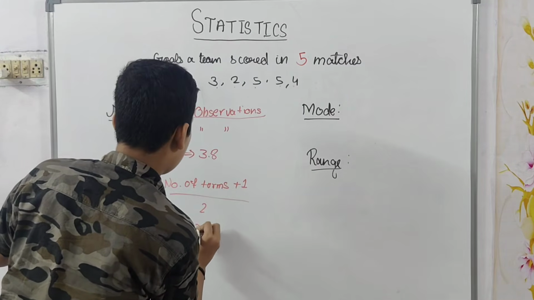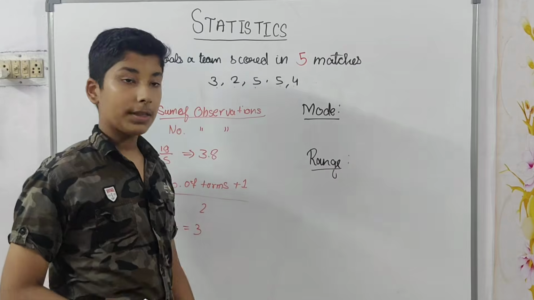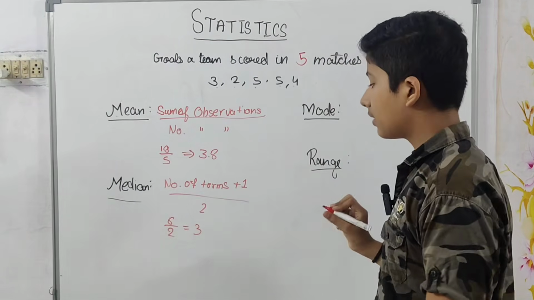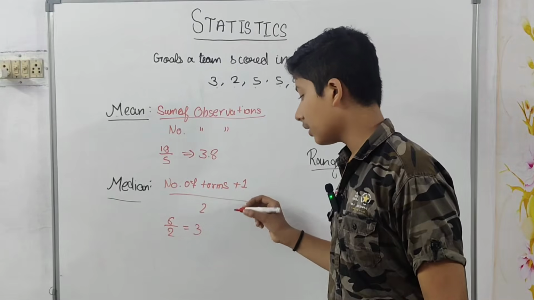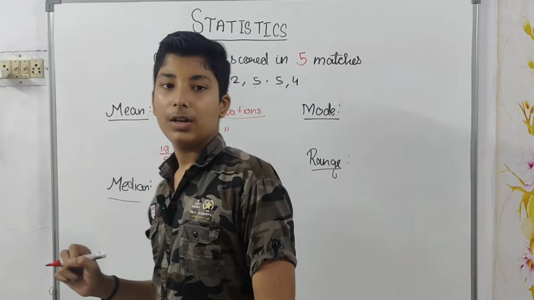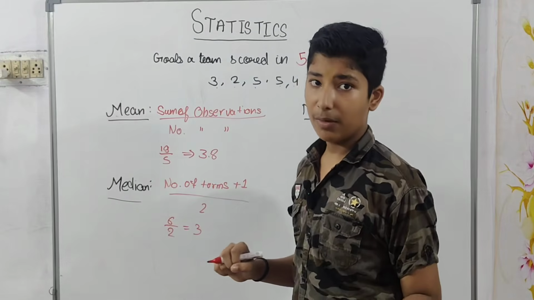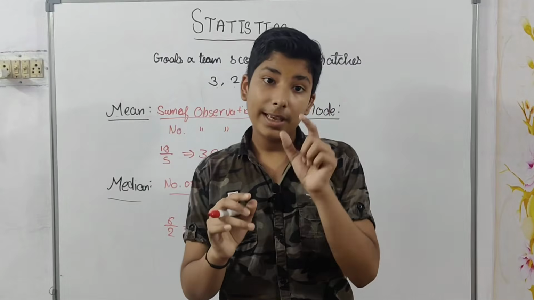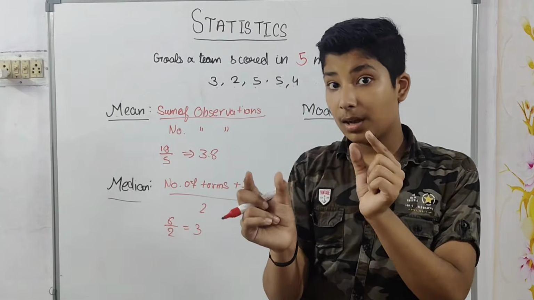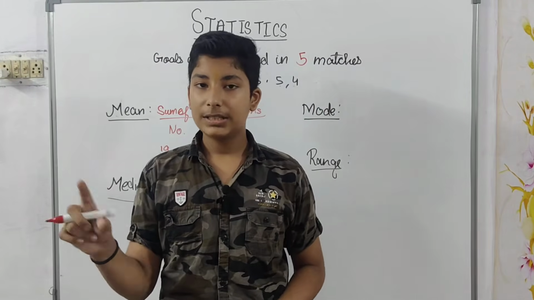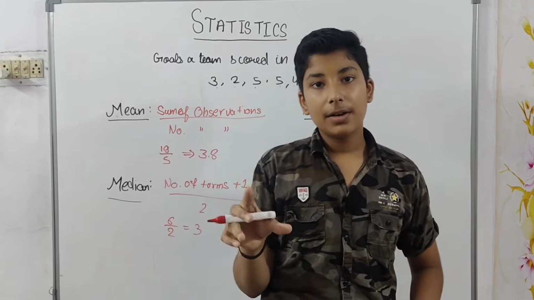It would be 3. Now suppose there are a total of 6 terms. So 6 plus 1 divided by 2 is 7 by 2, hence 3.5. Now what do we do with 3.5? We take the third term and the fourth term, both. Both will be medians, and we just add them and divide by 2 and we'll get it.